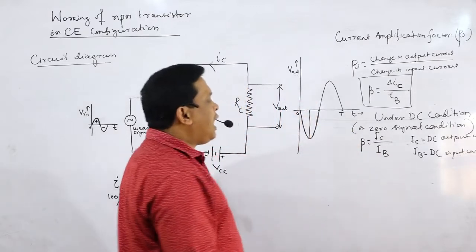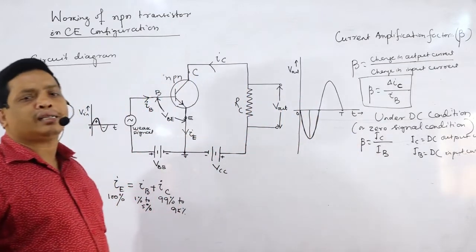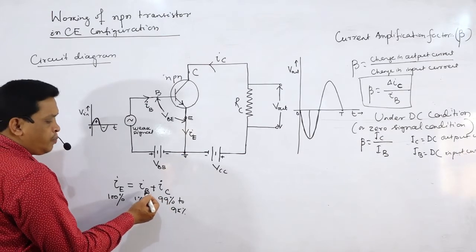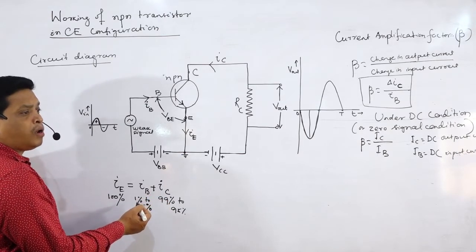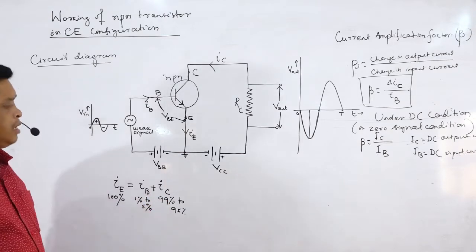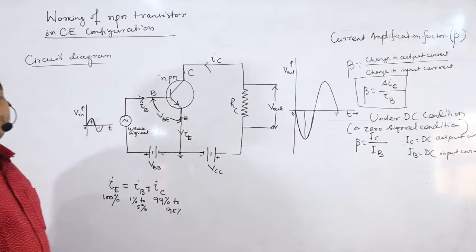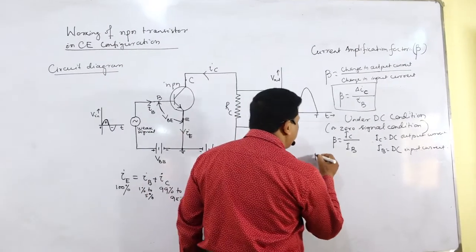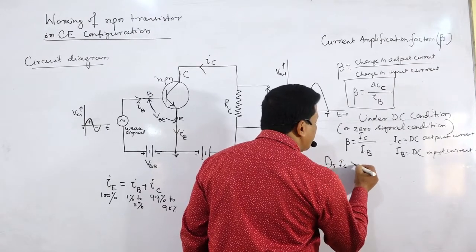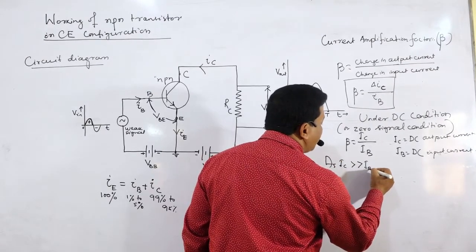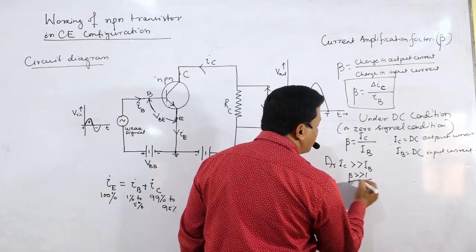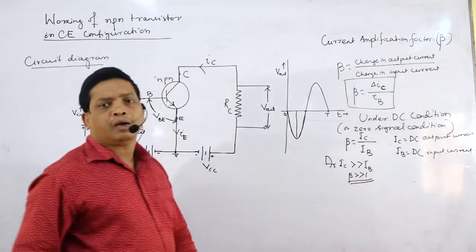As we know, IC is much greater than IB. Look here, IC and IB. Base current is very small, of the order of microampere, but the collector current is very large, of the order of milliampere. So as IC is much greater than IB, therefore beta is much greater than 1.